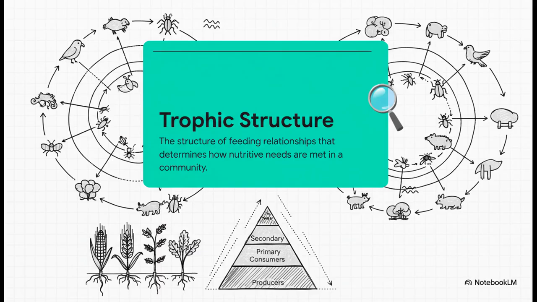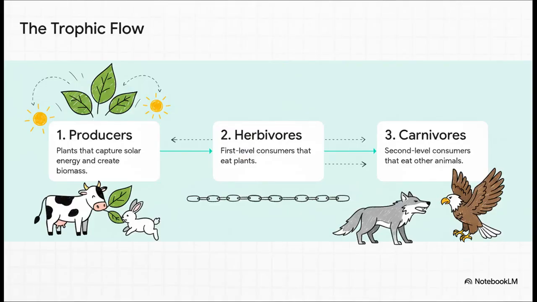It's all about the feeding relationships among the organisms. And this is so important because it's the pathway that energy and essential nutrients use to flow through the entire community. In its simplest form, this flow looks kind of like a chain. At the very bottom, you've got your producers, the plants, and they're grabbing energy from the sun. Then you have herbivores, which are the first-level consumers, and they eat the plants. And then you've got carnivores, the second-level consumers who eat the herbivores.